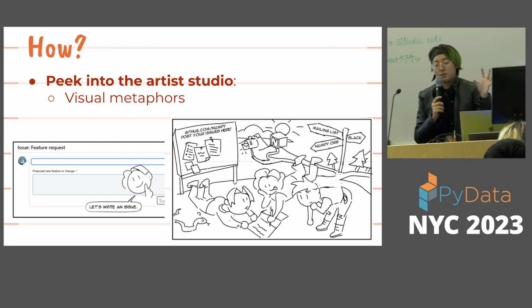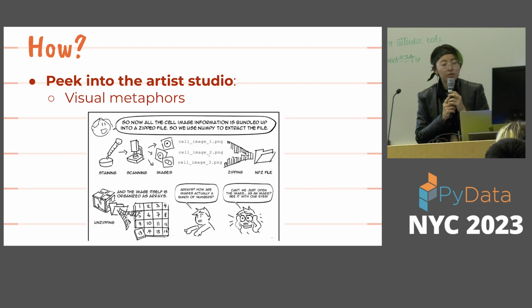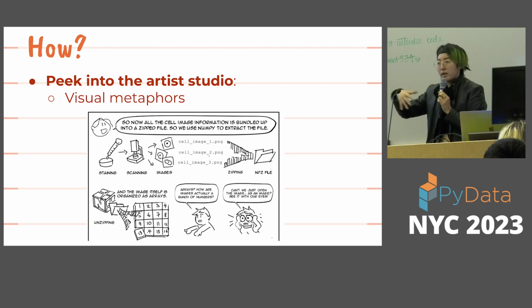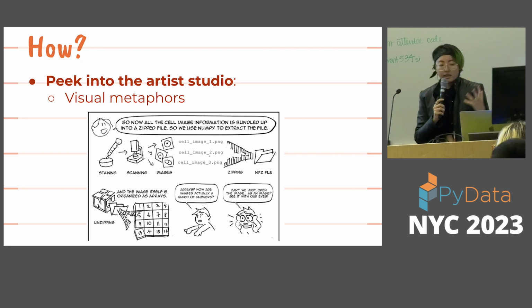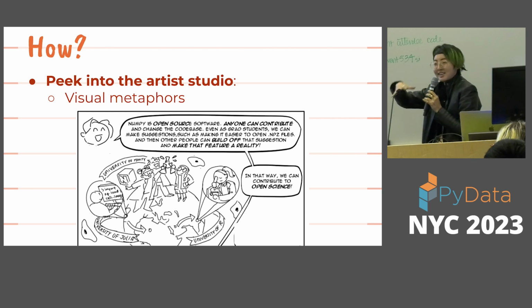Another aspect was building visual metaphors. So, 3 examples. One of them is writing an issue. And for me, I wanted to show writing an issue kind of like putting something up on a community bulletin board that others will see, maybe comment on, and that we could build from there. Another metaphor visually was explaining NumPy arrays, and the idea of zipping and unzipping and why it's worthwhile to analyze images in that way. And another visual metaphor was taking the idea of open science and making it into a globe where we're all interconnected and helping each other out.